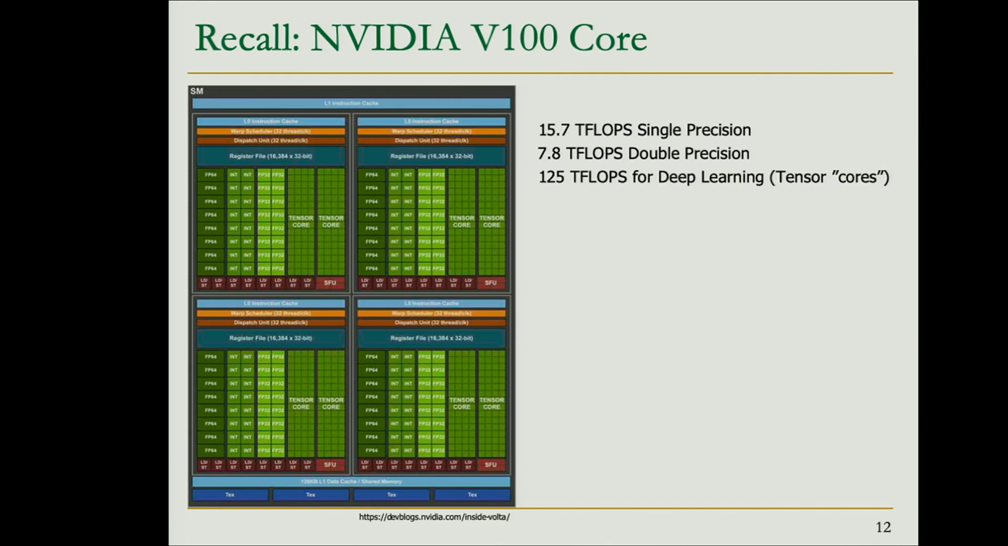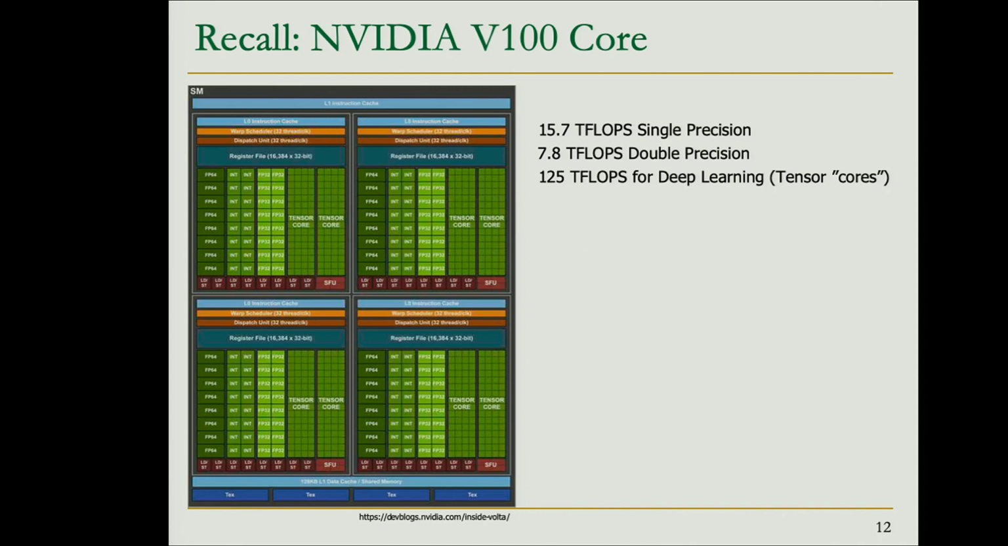We have an L0 instruction cache. From that one, the warp scheduler reads instructions and dispatches instructions for the individual warps onto these different units that we have here. Here we have 8 floating point 64 units for double precision computation. Here we have integer units. Here we have floating point 32, and these are the Tensor cores.